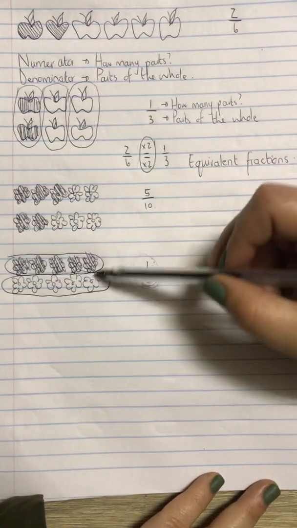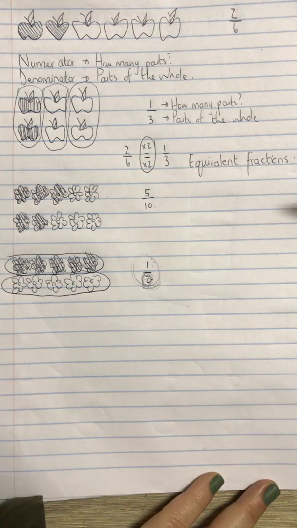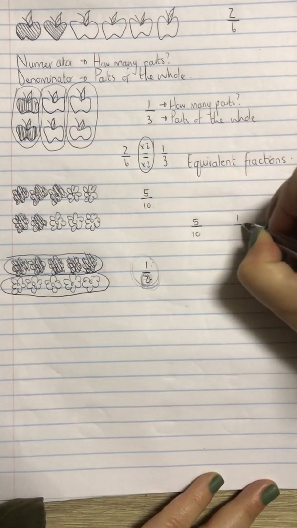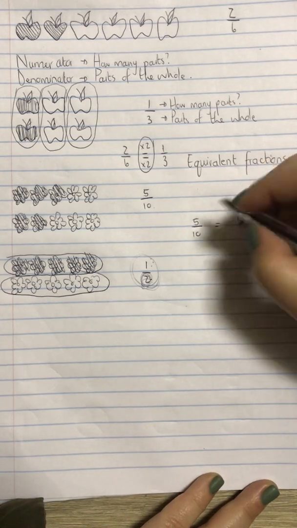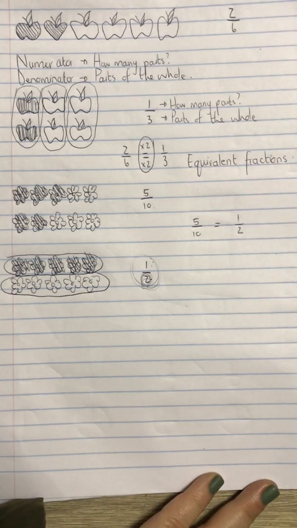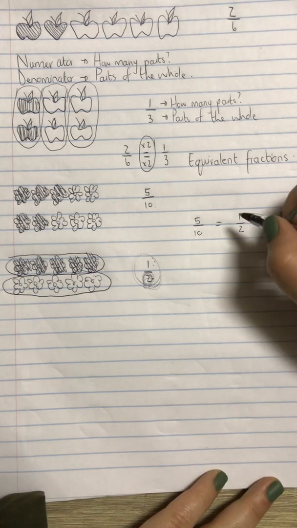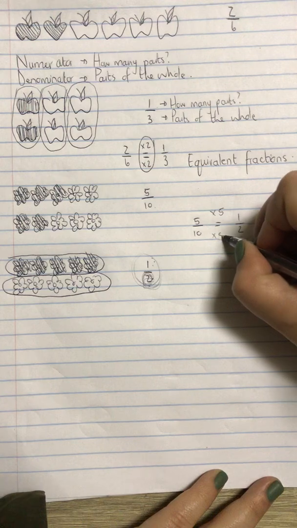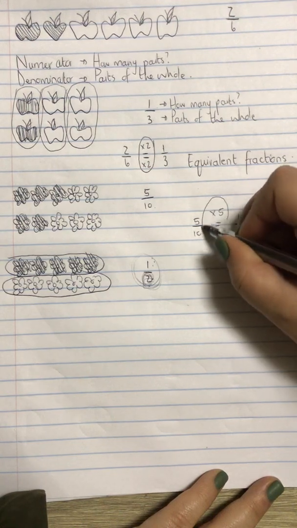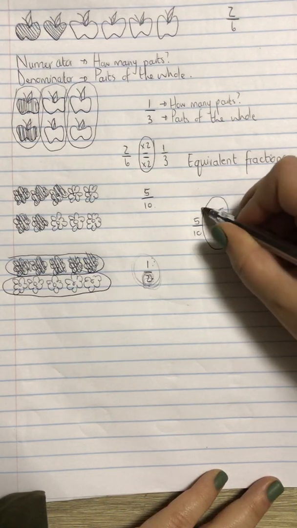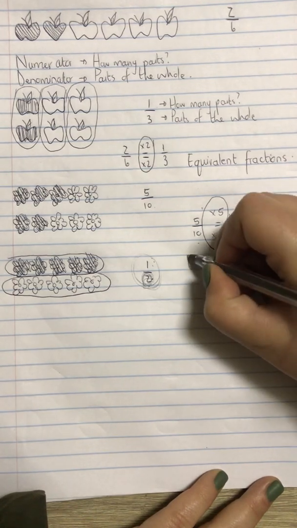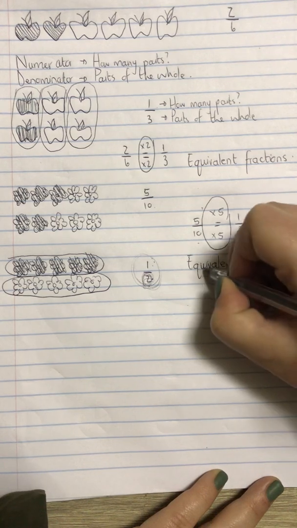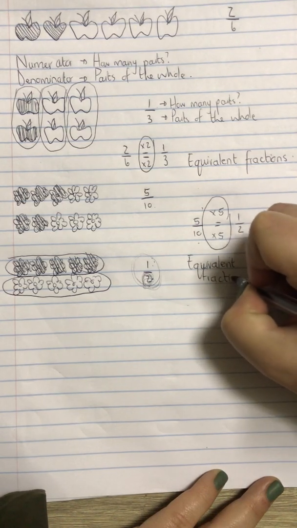There I have colored half of that picture, which means 5/10 and a half are equivalent fractions. Why do I say that? 1 times 5 gives me 5, 2 times 5 gives me 10. I multiplied with the same thing at the top and the bottom, which makes these equivalent fractions.